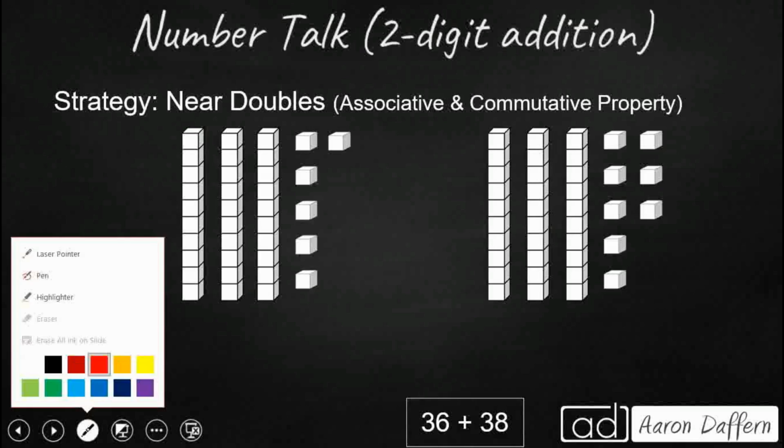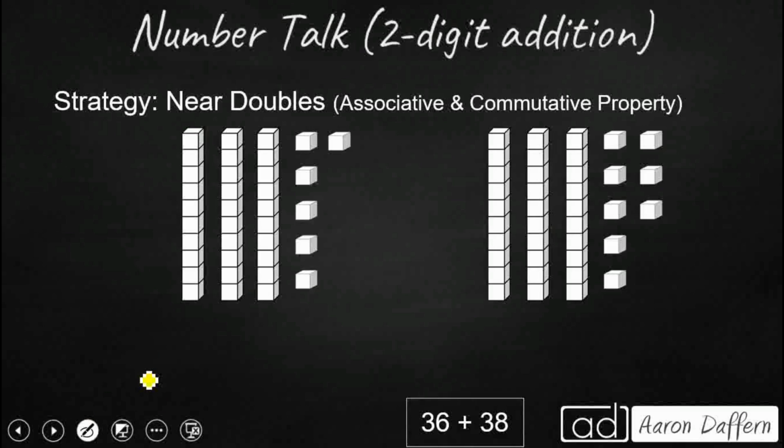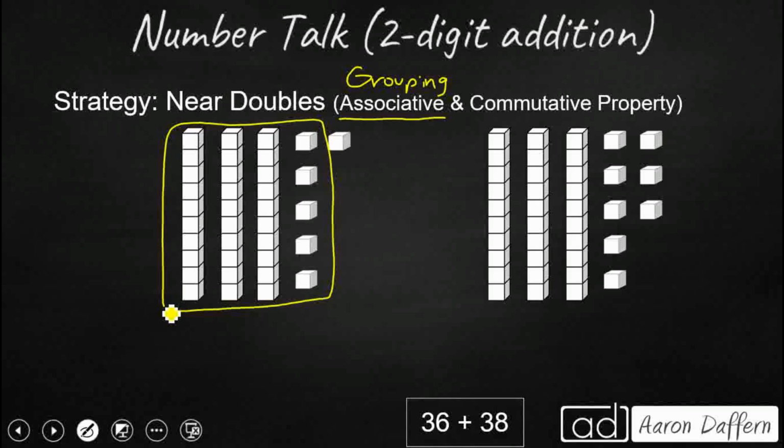So the first strategy that we could have used is going to be our associative strategy. We're going to be using this quite a bit. This is our grouping strategy. This lets us take the groups of 3 or more add-ins and just change the way we're adding them. And so we could use the near doubles because look at this 36 plus 38. Both of these are really close to 35. So if I just think of doubling 35, well, that's pretty easy. I can double 35 in my head.